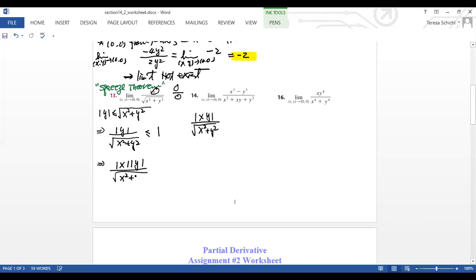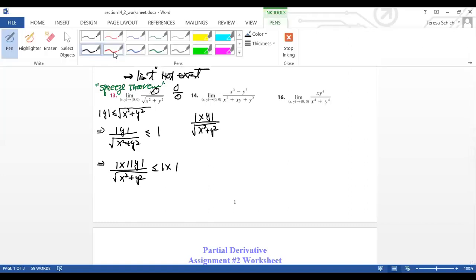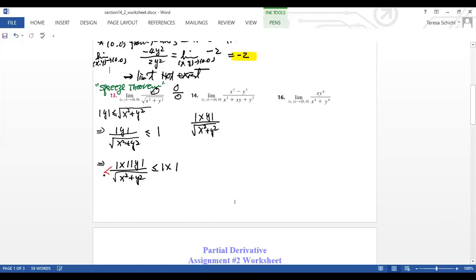Okay, so this is x squared plus y squared. So this is less than the absolute value of x, right? Because the absolute value of x is positive, right? And so when you multiply both sides, it will not change the value. Also, I know my left-hand side has to be greater than or equal to 0 because they're all positive, right? So this one is going to be greater than or equal to 0.